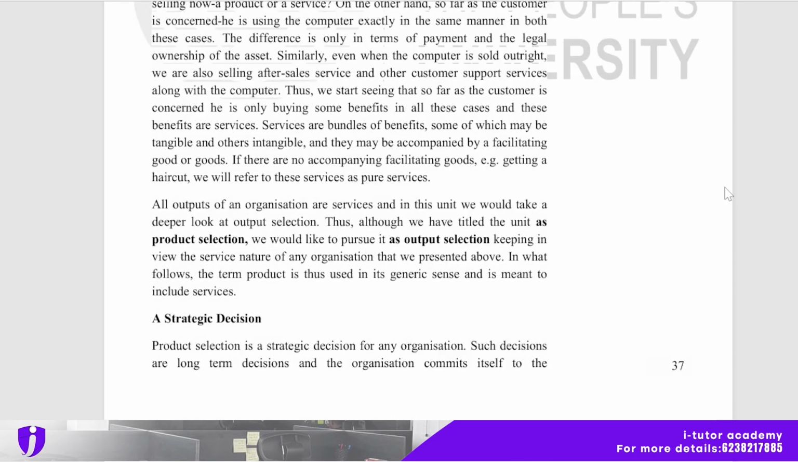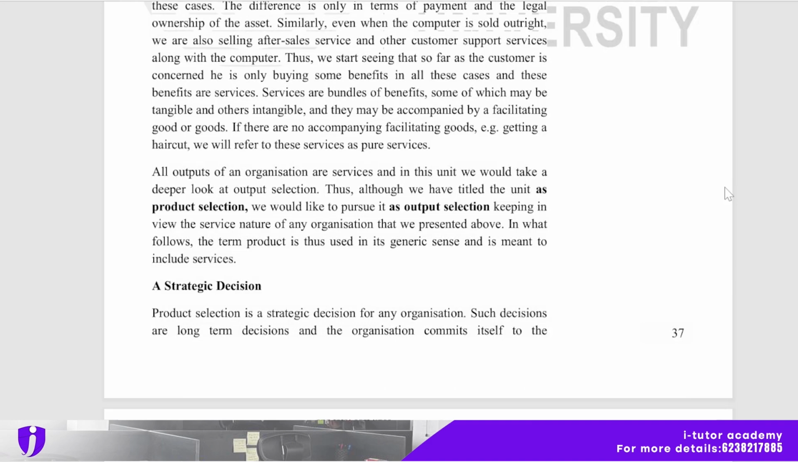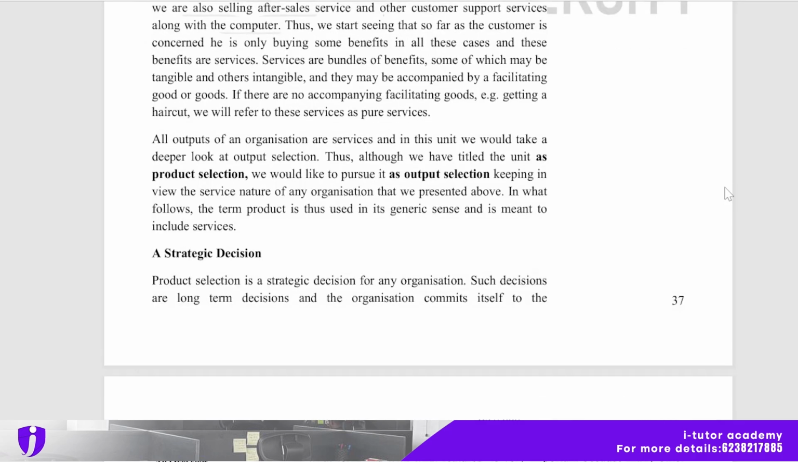And so all outputs of an organization are services, and in this unit we would take a deeper look at output selection. Although we have titled the unit as product selection, we would like to pursue it as output selection, keeping in view the service nature of any organization that we presented above and in what follows. And the term product is thus used in its generic sense and is meant to include services.